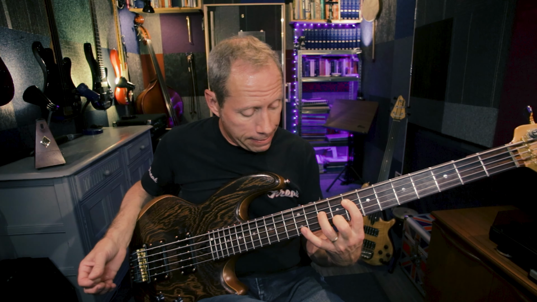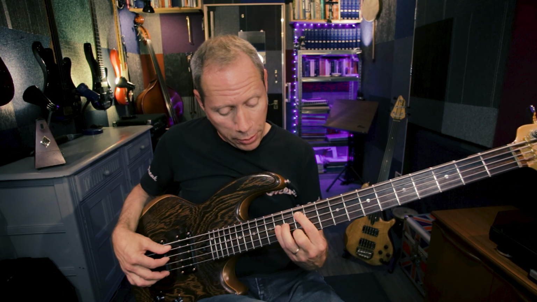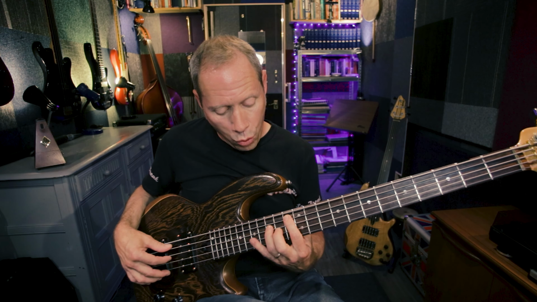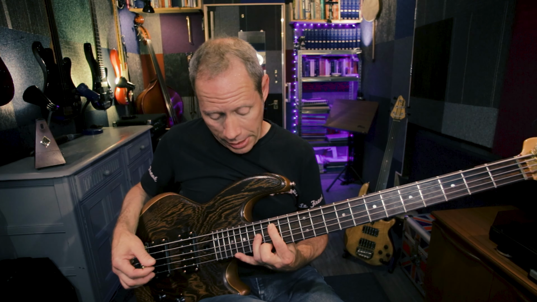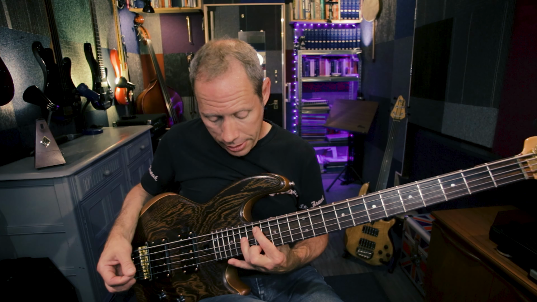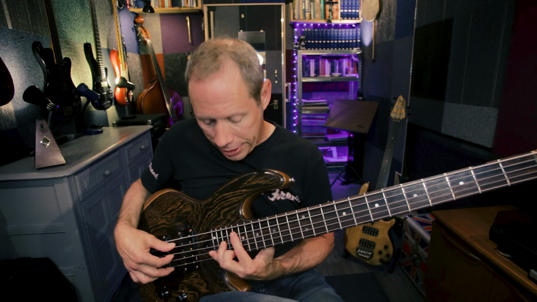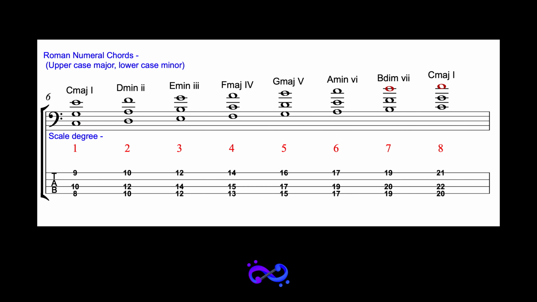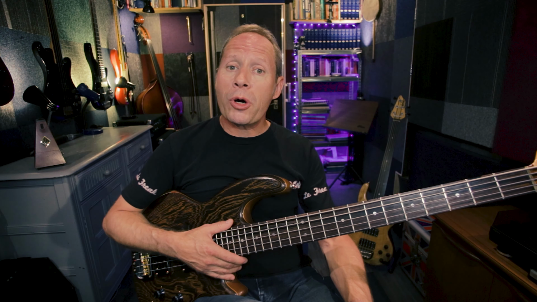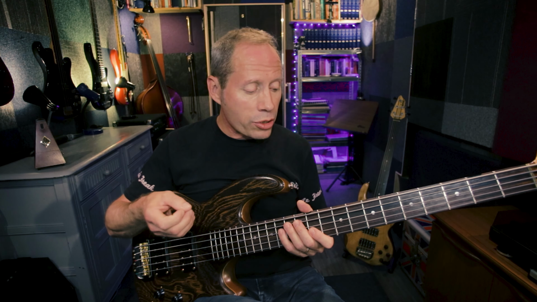1 major, 2 minor, 3 minor, 4 major, 5 major, 6 minor, 7 diminished, and then we're back to 1 again. Bearing this in mind, we can now start to look at certain chord progressions within the major scale.